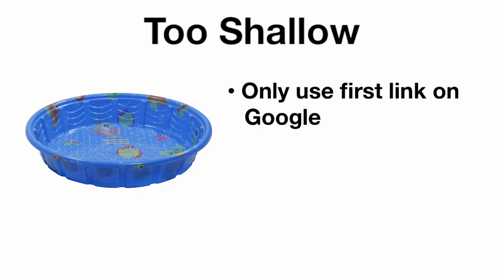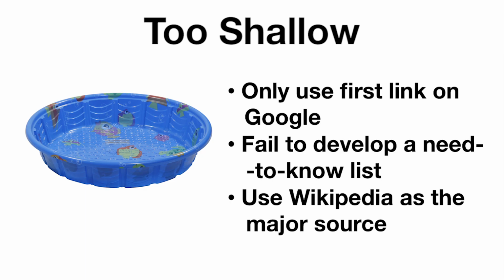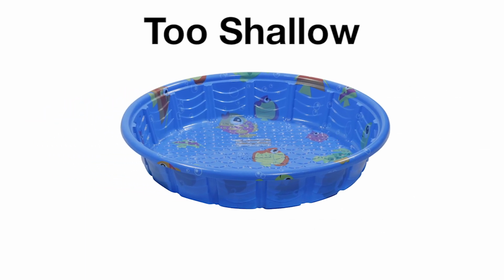How much information you include in your Design Context Review is just as important as what information you include. Doing a shallow dive for your DCR is like swimming in a baby pool. You might type a keyword into Google, collect information from the first link only, and then stop. You might not develop a need-to-know list that covers the breadth of the problem. And you might use Wikipedia as your major source. So if you think about a baby pool, you can see all sides from one perspective. You'd hit your head if you tried to dive because there's not a lot of water. And really only one adult can fit in there at any one time.